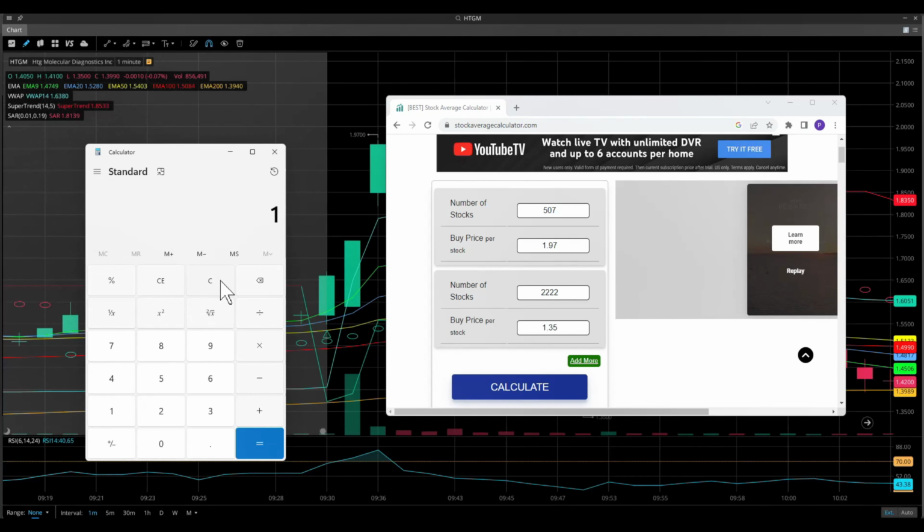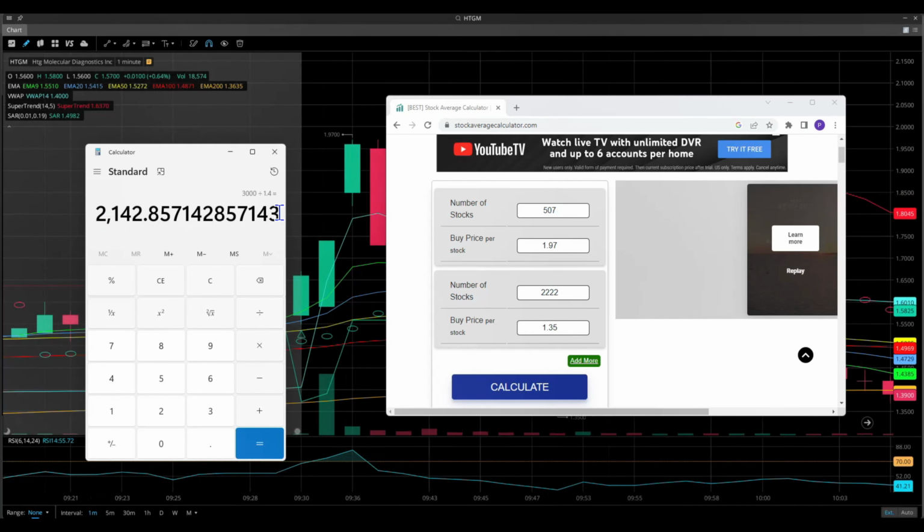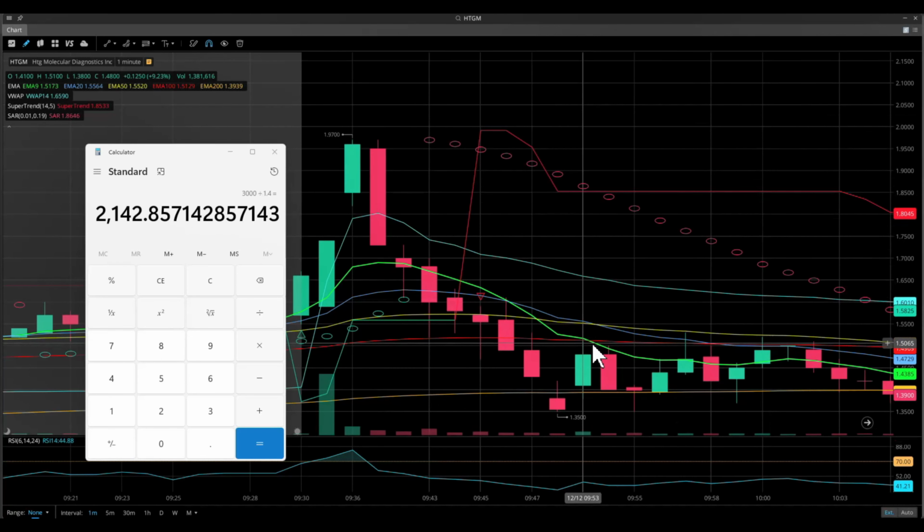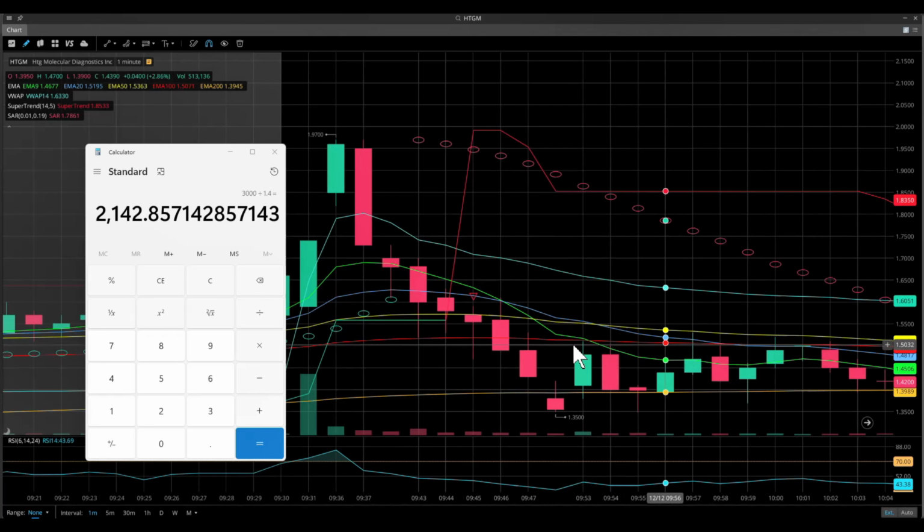Clear. So we do 3,000 divided by 1.40, 2,142. So 2,142 at 1.40, calculate $1.51. $1.50. All right. Right after your average down, your price shot up to $1.50. You could have broke even. Get out. Average down, get out.